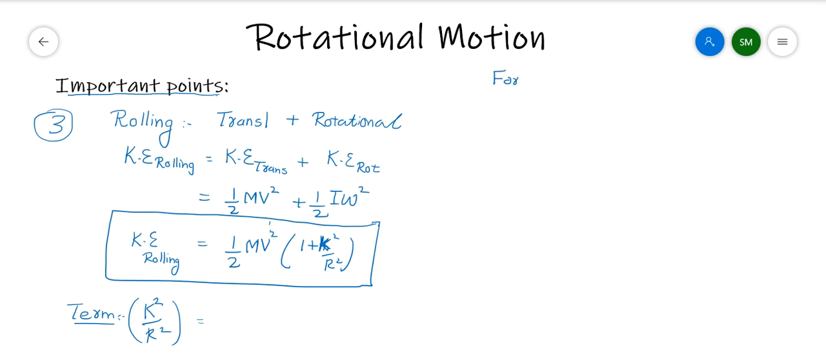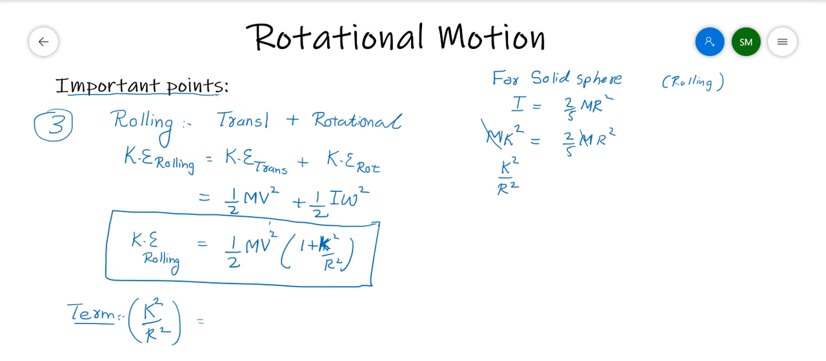Let's take one object, which is a solid sphere. Let's say a solid sphere is continuously rolling on a surface. For a solid sphere, as you know, the moment of inertia is given by 2 by 5 mr square. Here the coefficient is 2 by 5, correct? The moment of inertia can be written as mk square, where k is the radius of gyration. So both sides, m gets cancelled. Just move the r square from the right-hand side to the left-hand side. You will get the k square by r square value as 2 by 5. It is for a solid sphere.